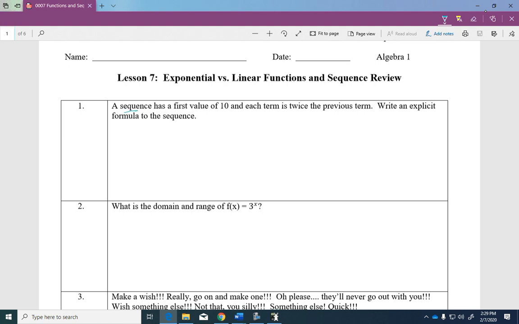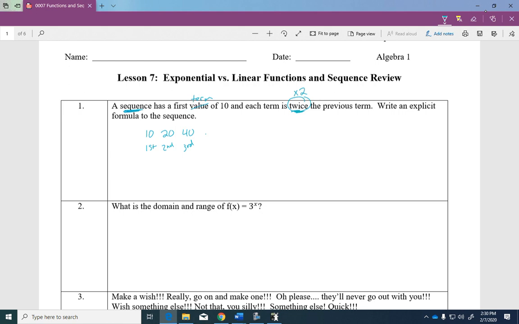So first, they're talking about a sequence. So we know sequences are a list of numbers. We have a first term, a second term, a third term, and so on. So it says a sequence has a first value. They must be talking about the first term of 10. And each term is twice the previous term. We talked about twice, it's a key word telling us that it's exponential. So we keep on multiplying by 2 each time. So twice 10 is 20, twice 20 is 40, and so on.